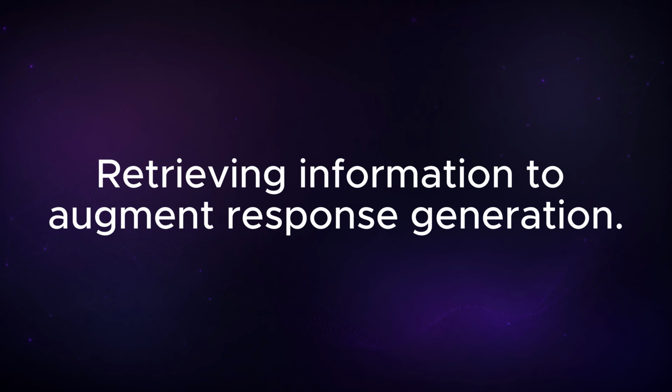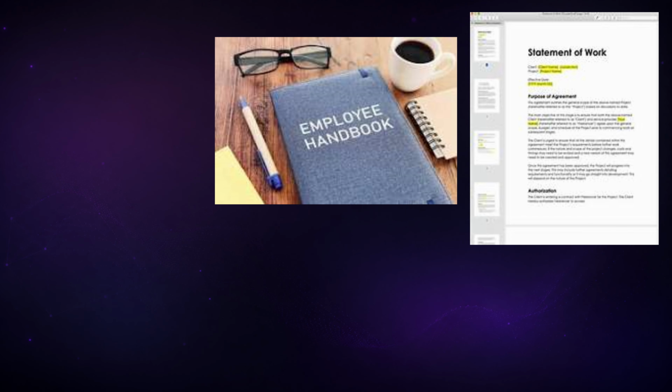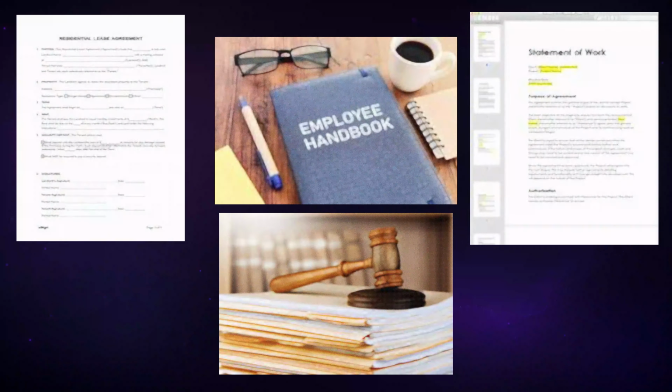Now let's go through an example of how a RAG system is set up and what it looks like in practice. The first thing you need to do when building a RAG system is pick a knowledge source. It needs to have something to look up. That could be an employee handbook, a project statement of work, a lease agreement, or a legal document. It could be anything you want to give your LLM access to as a source of data.